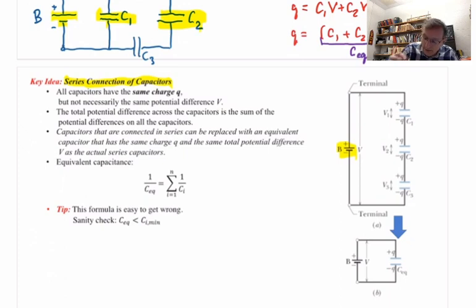But now the way the wiring goes is this. We go from the high terminal lead of the battery into one of the plates of capacitor 1. But then we just take a wire from the low plate of capacitor 1 and connect it to the high plate of capacitor 2. And then a wire from the low plate of capacitor 2 to the high plate of capacitor 3. And then a wire from the low plate of capacitor 3 to the low terminal of the battery.